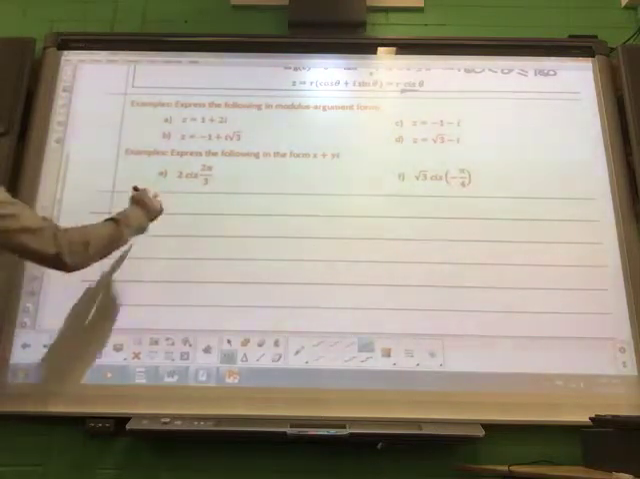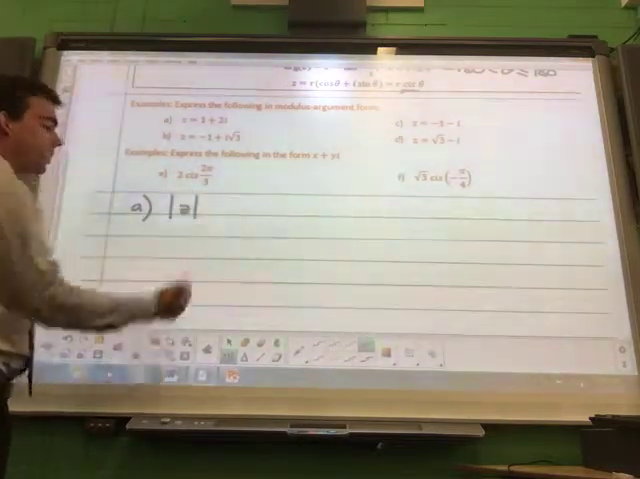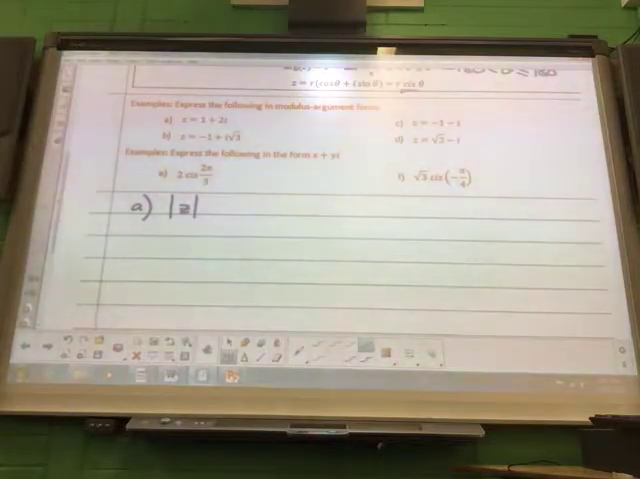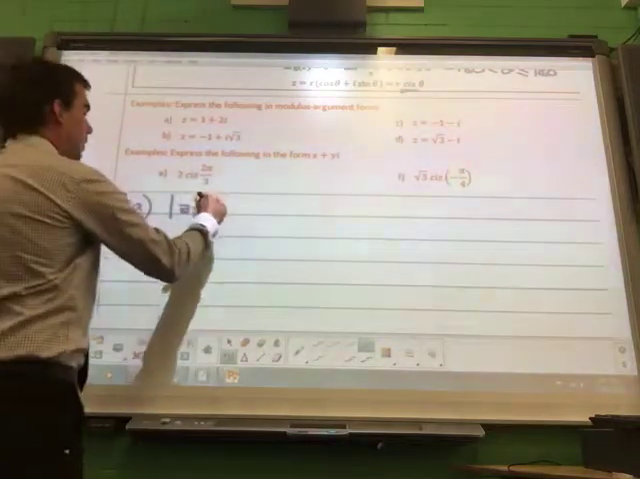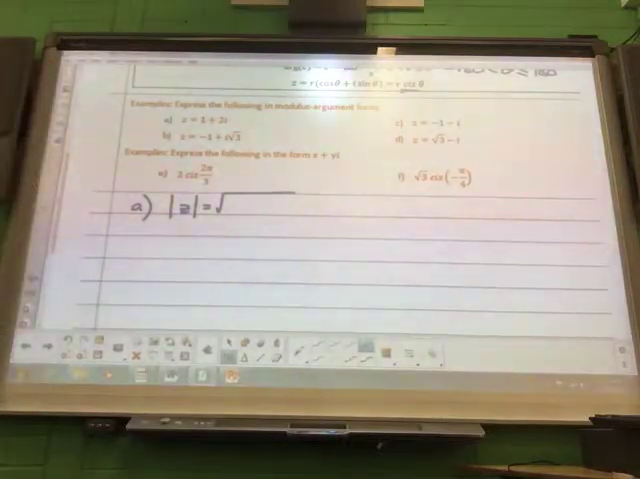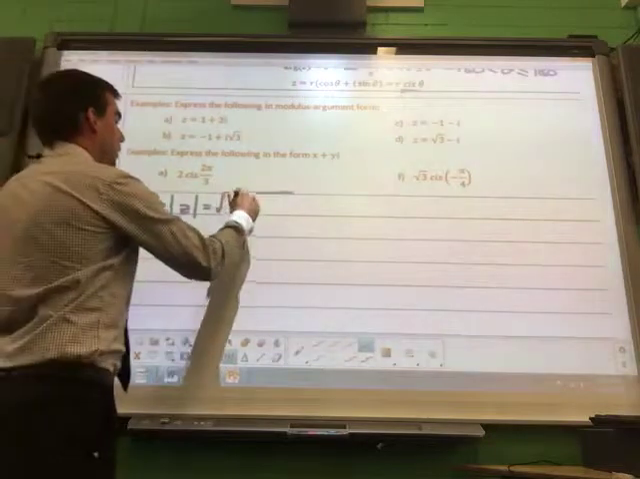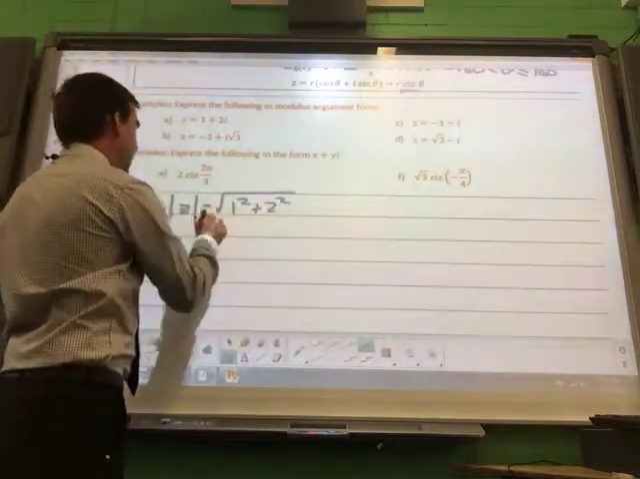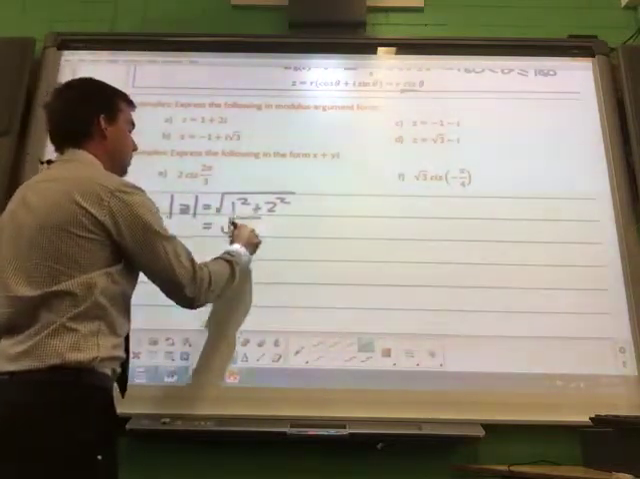Okay, so the modulus is the absolute value of z. That's the notation for the modulus. It is the square root of x squared plus y squared, where x and y are the real and imaginary parts of the complex number. So it'll be 1 squared plus 2 squared, which is the square root of 5.